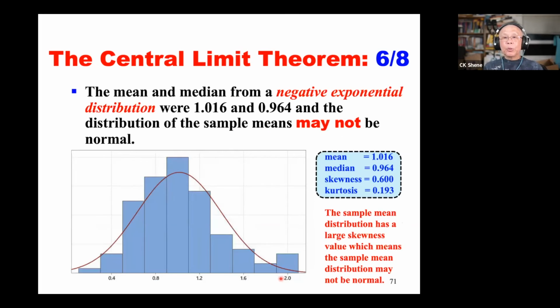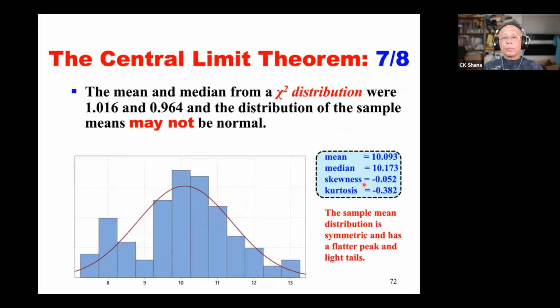Now, switch to negative exponential. Again, we only use 10 data points in each sample. So the mean value is 1.0, okay. The median is 0.9, it's still okay. The kurtosis becomes larger, and the kurtosis is not so large, but the skewness is 0.6, moderate, meaning it's probably not very normal. Now, the previous two seem to be quite good, but look at this chi-square.